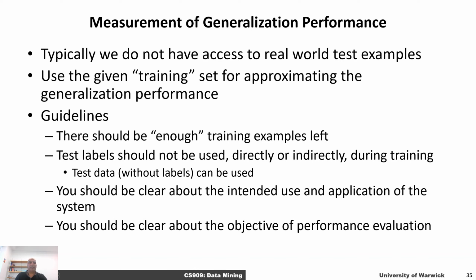And typically, the reason we are doing that is we don't have access to real world examples. So we have only a training data set and no test examples. So we use a part of the training data set to approximate, or in more precise statistical terms, estimate the generalization performance of the classifier. And that makes this process an estimation problem in statistics with all its bells and whistles and problems associated with it.